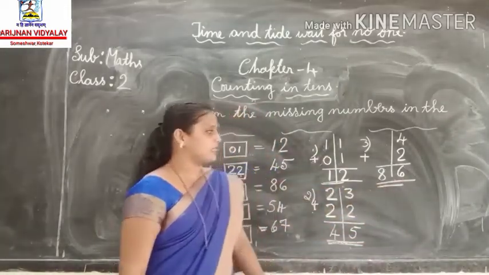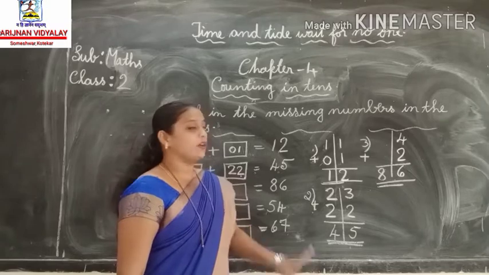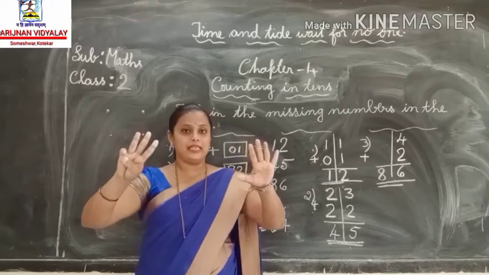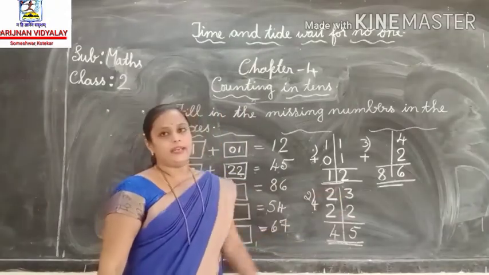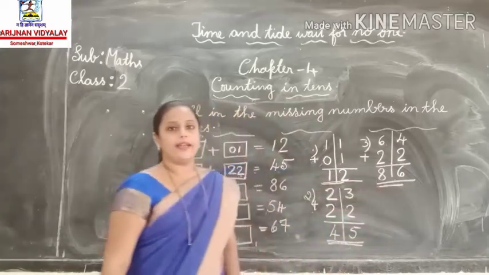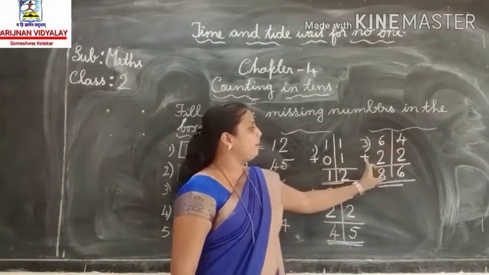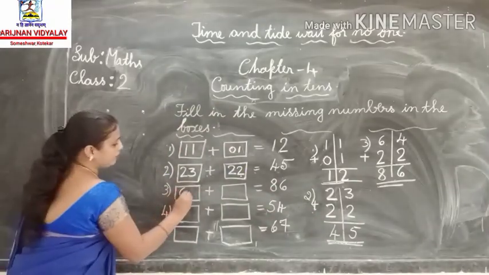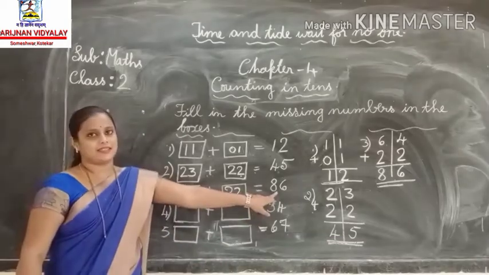Look at the tens place, 8. Which are the two numbers you are going to take now? Yes, you can take 4 plus 4, 8, or 5 plus 3 is equal to 8, or 6 plus 2 is equal to 8. So now I am going to take here 6 plus 2 is equal to 8. After 6, 7, 8. So here we got the number 64 plus 22 is equal to 86.